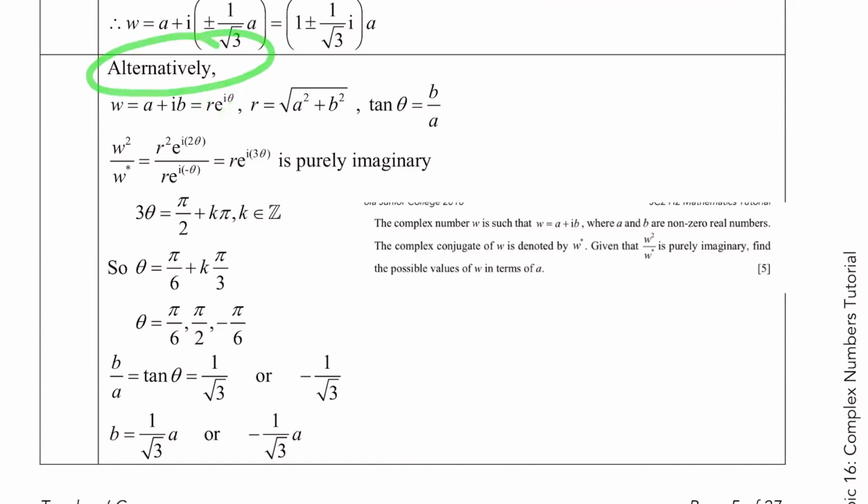So the alternate solution here is w is equal to a plus ib, you equate it to re^(i theta), where the r is the magnitude of the complex number, which is square root of a square plus b square. And then the angle is tangent theta equals b over a. Whenever you have an arbitrary a and b, for all practical purposes, you can just say that tangent theta is b over a. Don't need to care about plus or minus. That's only when you have an unknown a, unknown b.